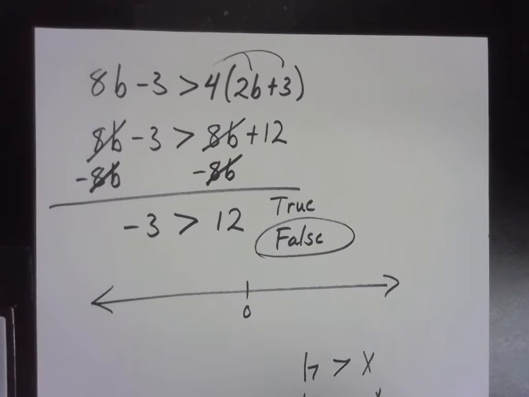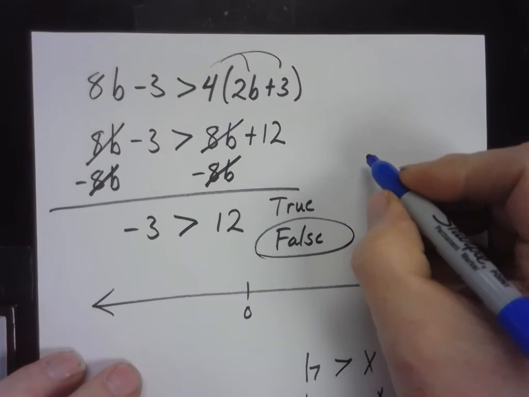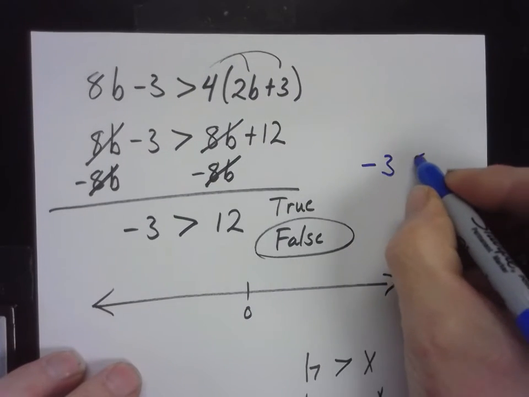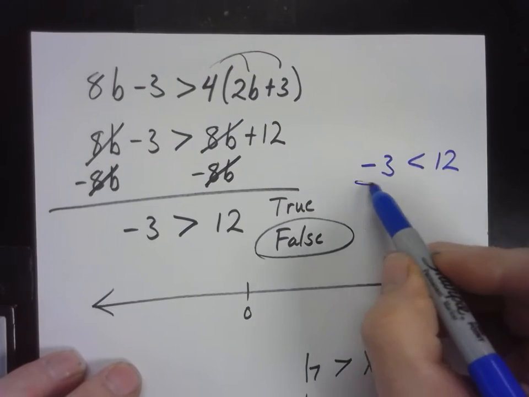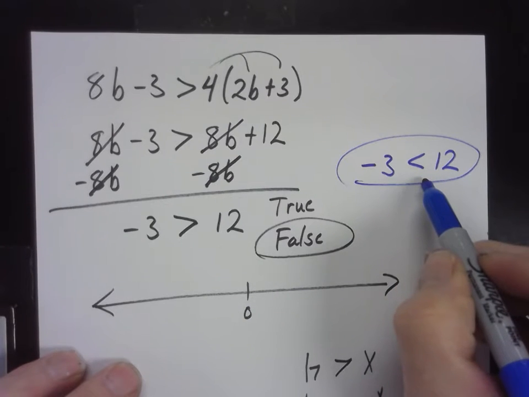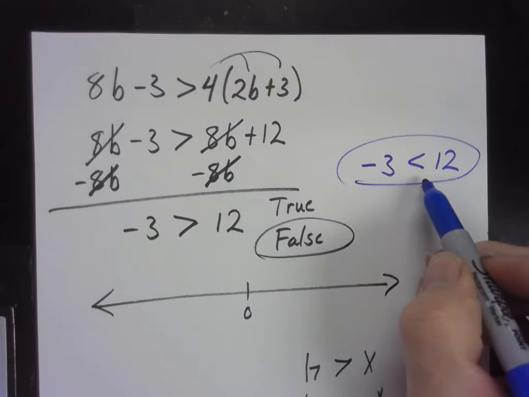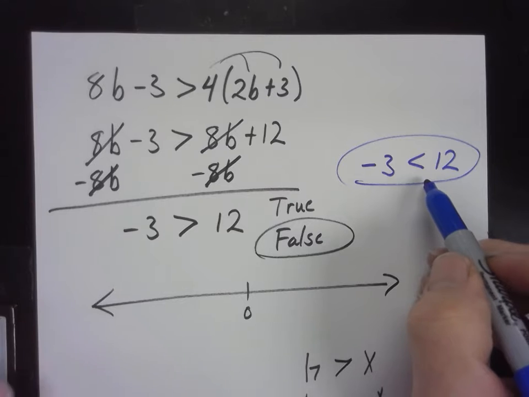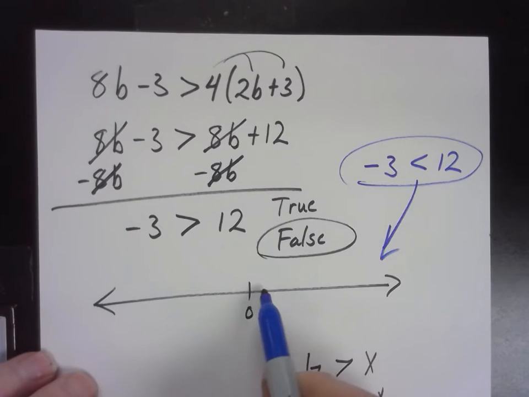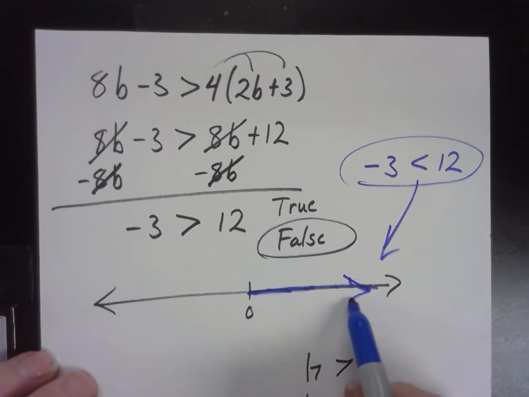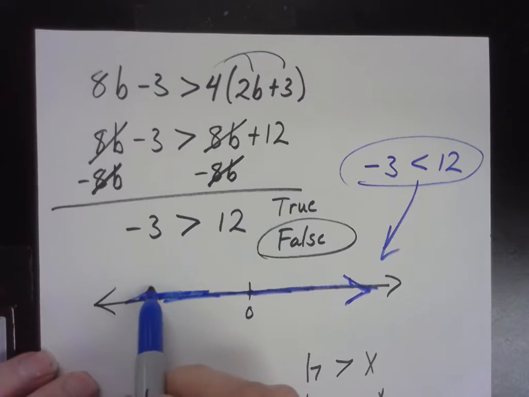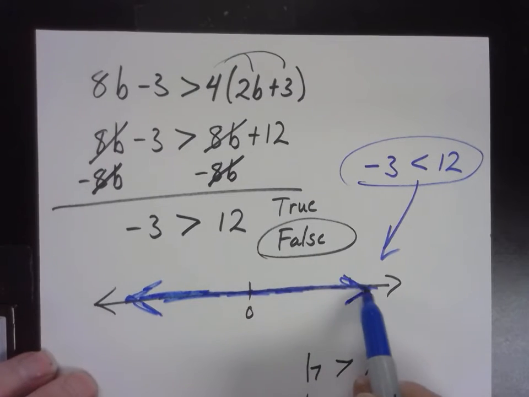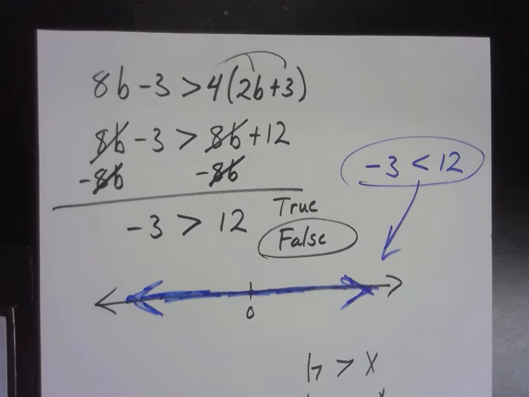Now, of course, sometimes you end up with something like this. -3 is less than 12. So you don't have any variables left, but you end up with a true statement. What does that mean? Any number on the number line will make it true. In other words, there are infinitely many solutions. So the graph of this one would look like that. Like everything.